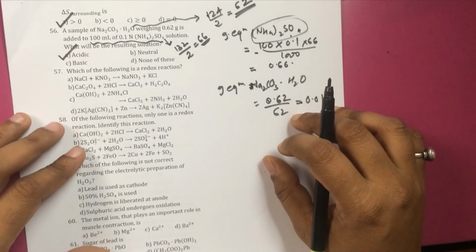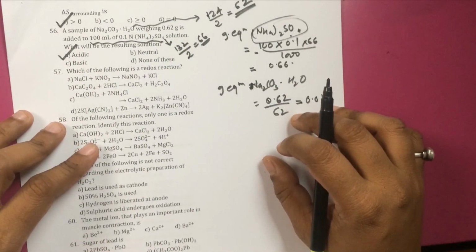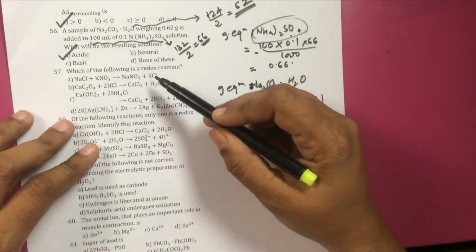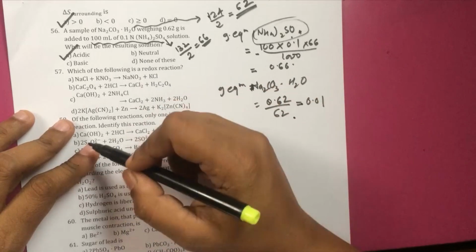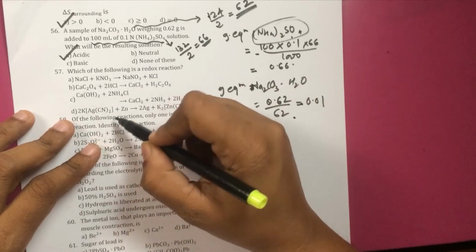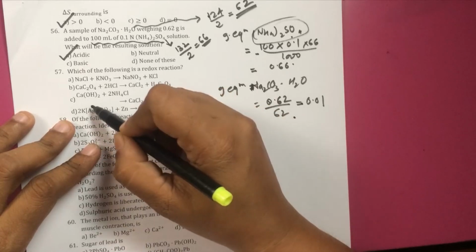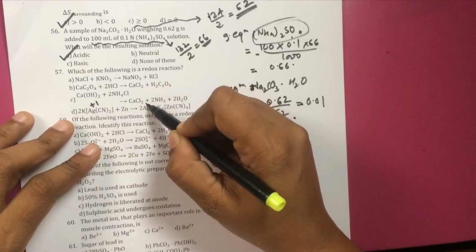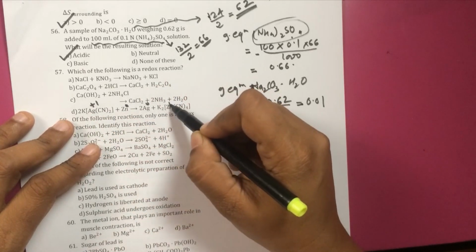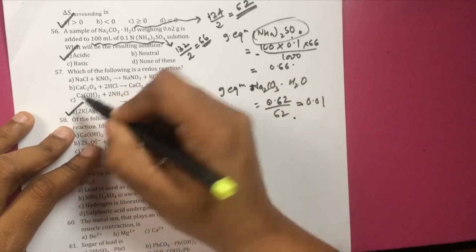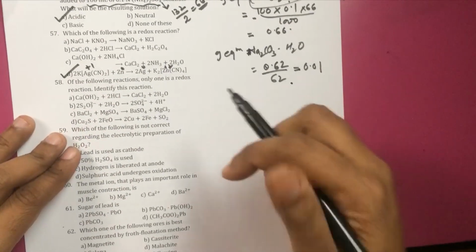Question number 57. Which of the following is a redox reaction? If you look at the options, in option D, the Ag is changing its oxidation state from +1 to 0, and zinc is from 0 to +2. Therefore, option D.